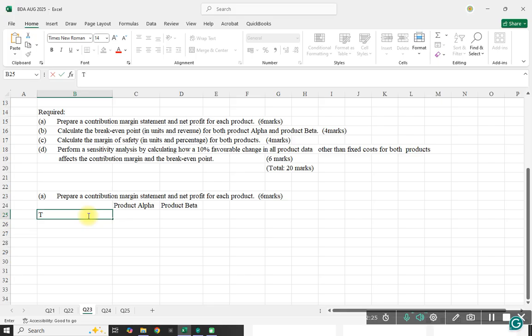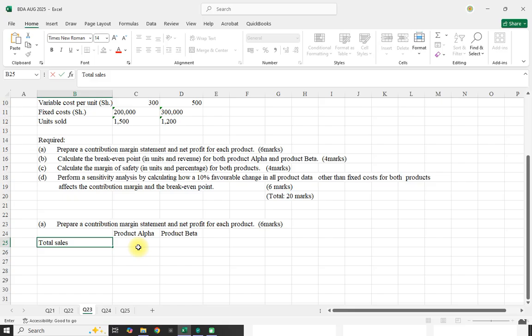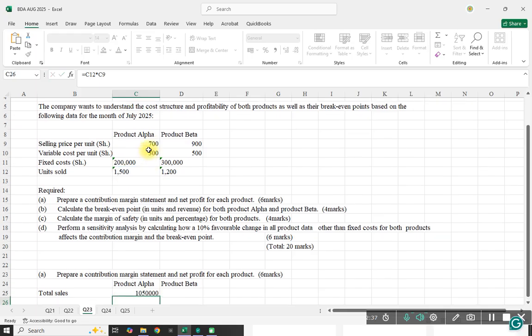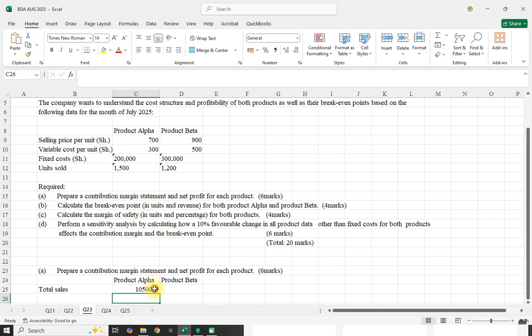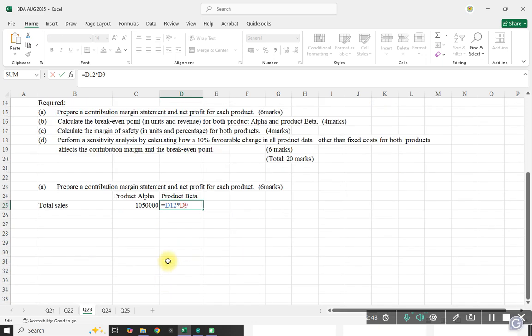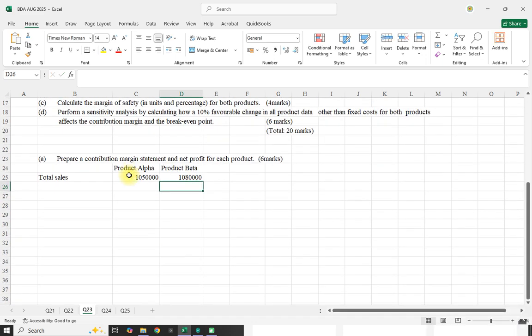Total sales. We know total sales will be units sold multiplied by the selling price per unit. Units sold multiplied by the selling price per unit, and the same will apply to this one. When you double click, you'll find that it has taken the 1/2 by 900 that way, and this one I'll just put shillings in thousands.